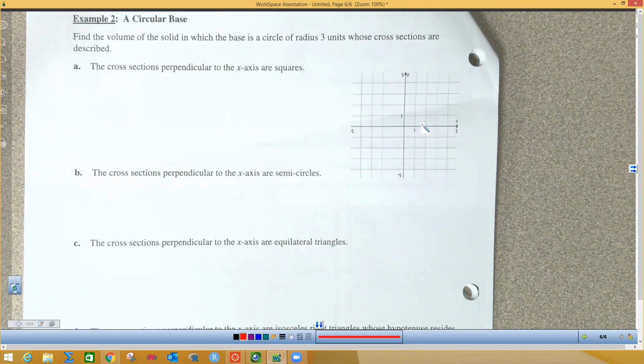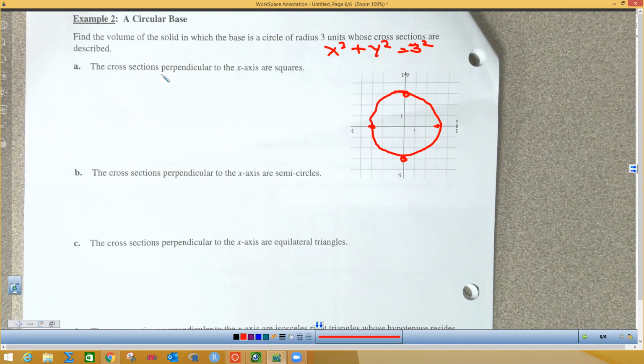This is the bottom part. So 1, 2, 3, 1, 2, 3, 1, 2, 3, 1, 2, 3, and I'm going to try to make this a circle. I'm going to do the best circle. All right, so we got this here. Well, you are supposed to know that a circle is x squared plus y squared equals 3 squared, which is 9. Okay, that's the equation of this base right here.